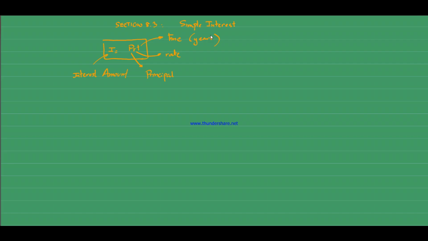So I is the interest amount, which is what you earn after a certain period of time. If you add it to the principal, then the whole accumulated amount you have after a period of time will be P plus PRT. P is the original principal, which gives you P(1 + RT). So this is the second formula.